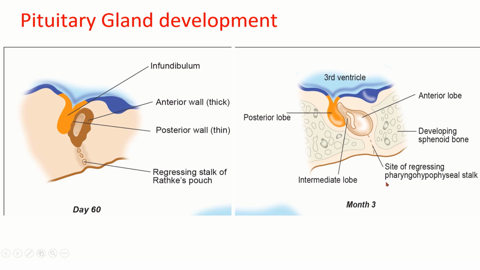You can see the site of regression of pharyngohypophyseal stalk. If this persists, it results in craniopharyngiomas.